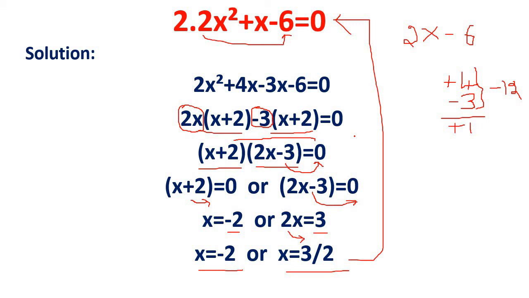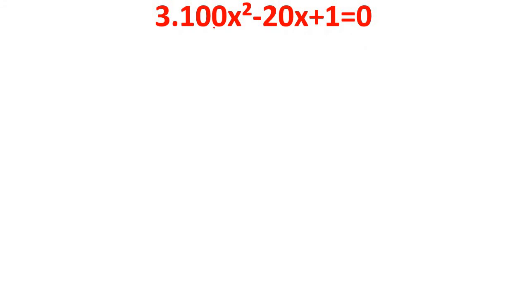Now let us move to next problem. 100x square minus 20x plus 1 is equal to 0. So the coefficient of x square is 100 and 100 into 1 is 100. So while multiplying the two factors, we have to get 100, and while adding or subtracting we have to get minus 20.